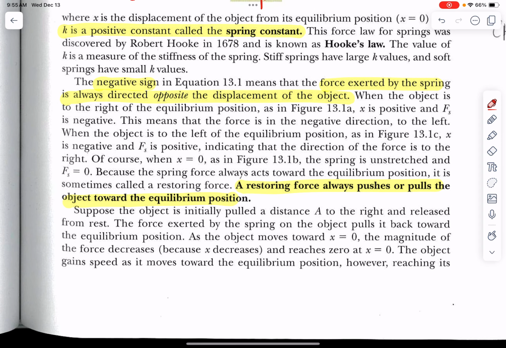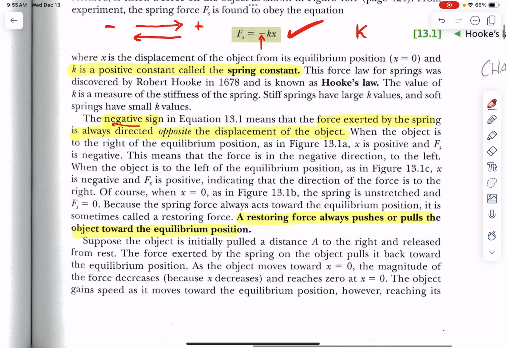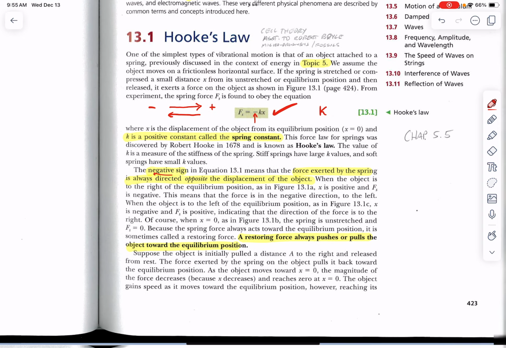And over here is where it mentions why we have the negative sign, because you're going in the opposite direction from the displacement. We call this the restoring force. The restoring force can push or pull depending upon the distortion to the spring.